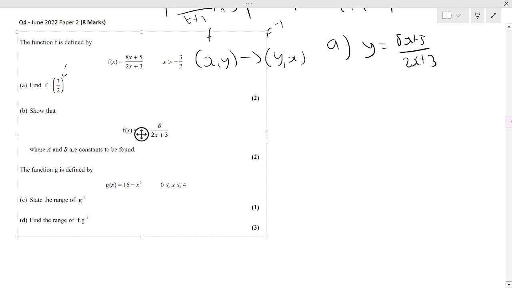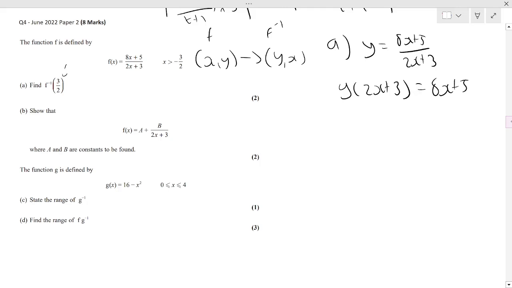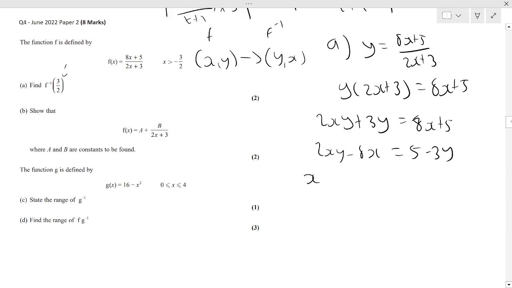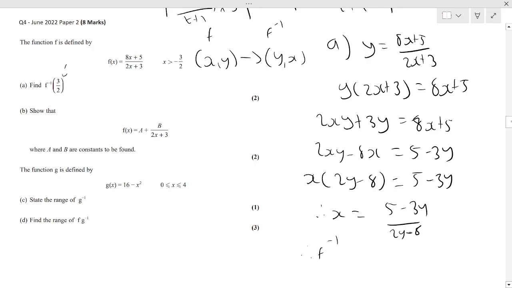Okay, let's do that. The first step is to get rid of the fractions, so multiply by 2x plus 3, and that would be 8x plus 5. Let's expand it: 2xy plus 3y equals 8x plus 5. I want x on its own, so 2xy minus 8x is 5 minus 3y. Then I can factor an x out: x times 2y minus 8 is 5 minus 3y, and therefore x is 5 minus 3y over 2y minus 8. I've now switched them around, so the inverse is 5 minus 3x, not y, remember, over 2x minus 8.